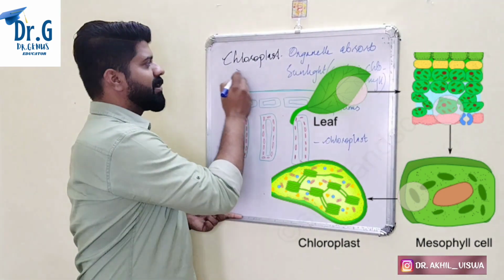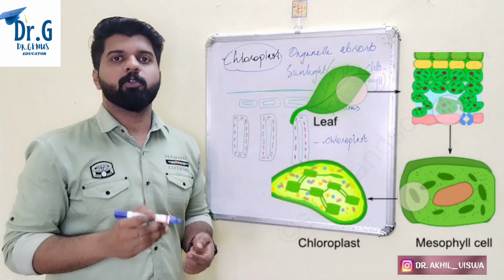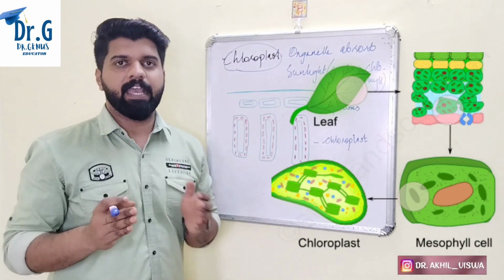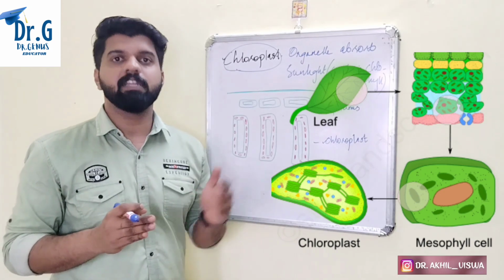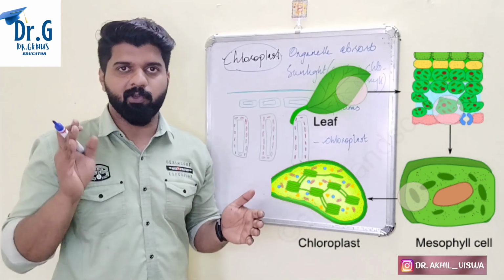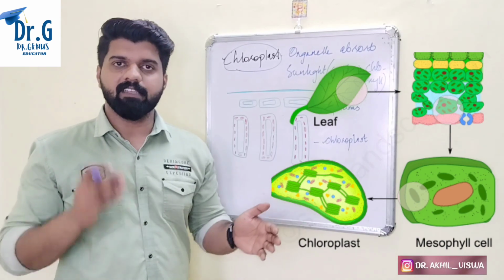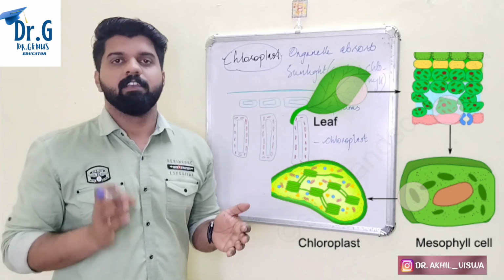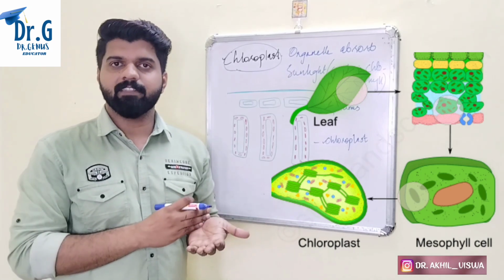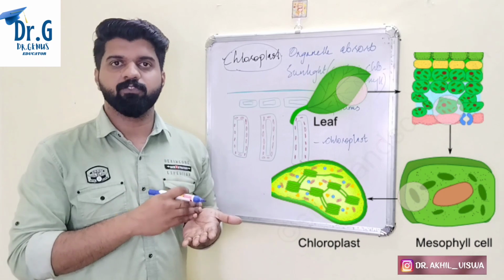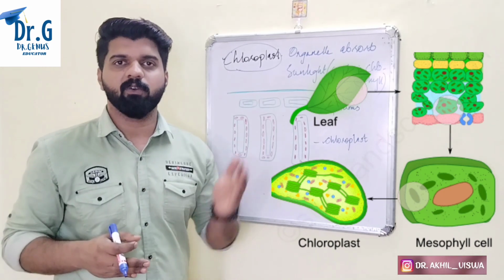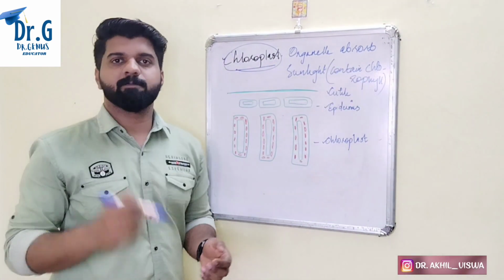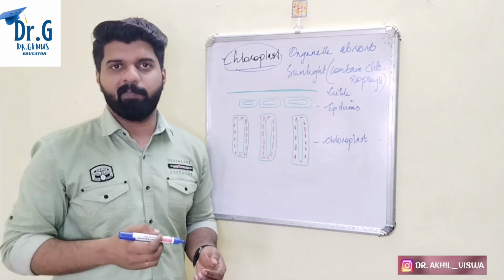Have you heard about the organelle called chloroplast? The chloroplast is the organelle which is present inside the plant cell. You should know the difference between organelle and organ. An organelle is a component which is present inside the cell. What do you mean by organ? A group of cells together form tissue, and tissues together form an organ. That is the difference between organelle and organ. So chloroplast is an organelle present inside the cells of plant leaves.